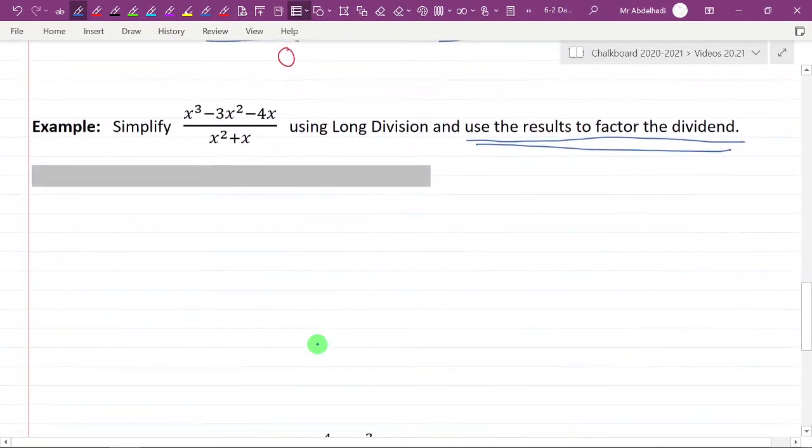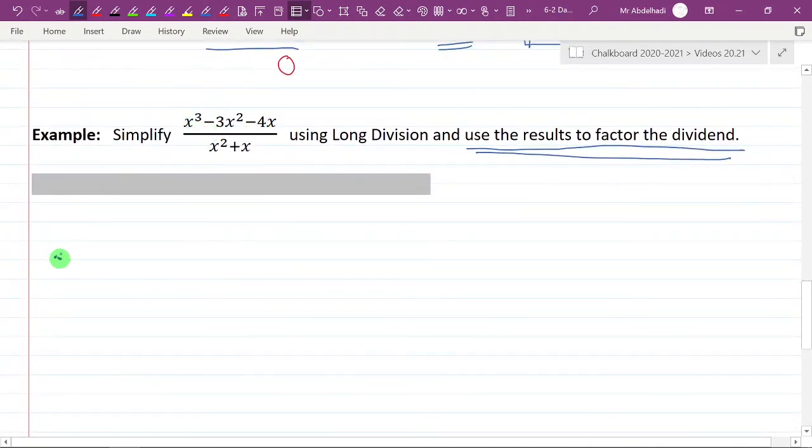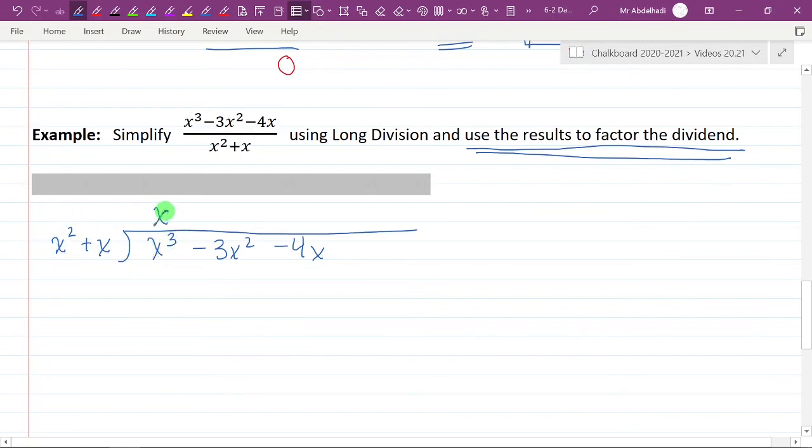Okay, let's come back here. Let's set this up as long division. And here we go. Look at the first term here and look at the first term here. What would you multiply by x squared to get x to the third power? Another x. Okay, and now take that x and distribute it back here. X times x squared is x to the third, and x times x is x squared, positive.